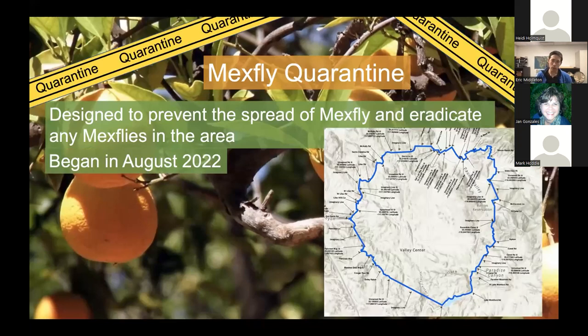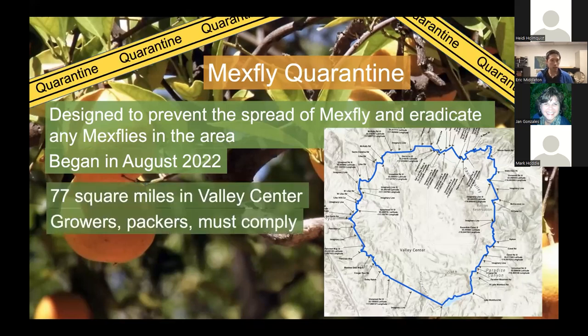So in August 2022, between the 2nd and the 22nd, six adult Mex flies and one larva were found, which is more than enough to trigger a quarantine taking place. This covers 77 square miles in Valley Center, which is down in San Diego County. And inside that area, growers, packers, people who harvest and ship fruit all have to comply with new additional rules to make sure that Mex fly doesn't spread.